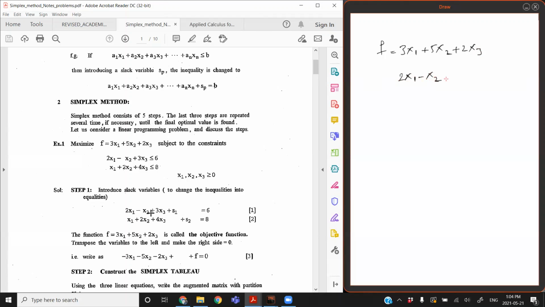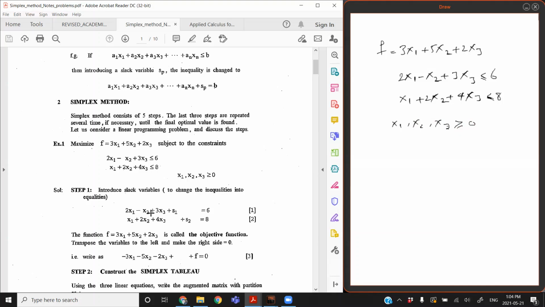2x1 minus x2 plus 3x3 less than or equal to 6. You have x1 plus 2x2 plus 4x3 that is less than or equal to 8. And the variables x1, x2, and x3, all of them are greater than or equal to 0. So they cannot be negative. So this is the typical form of a problem that you can solve using the simplex method.